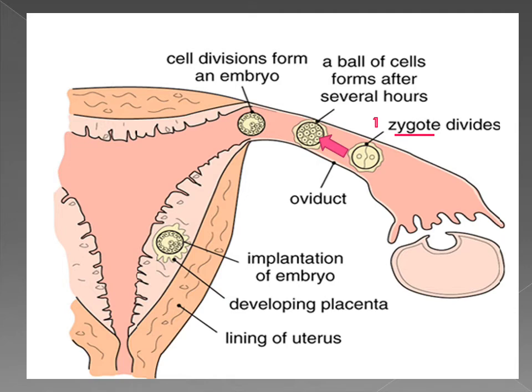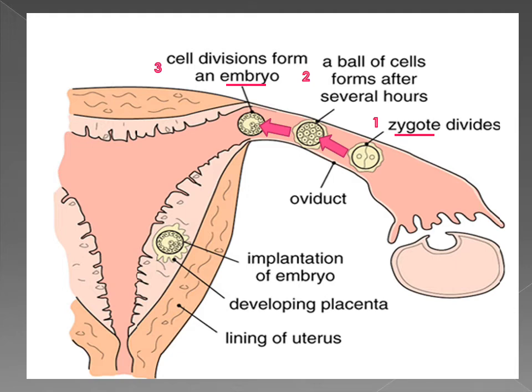So now we're going to give it a different name. This ball of cells is called an embryo. It changes, it becomes an embryo. So we have to remember this word, embryo. All right? So after the zygote divides, having many cells that are similar together, we have a ball of cells, and now this ball of cells, we call it an embryo.